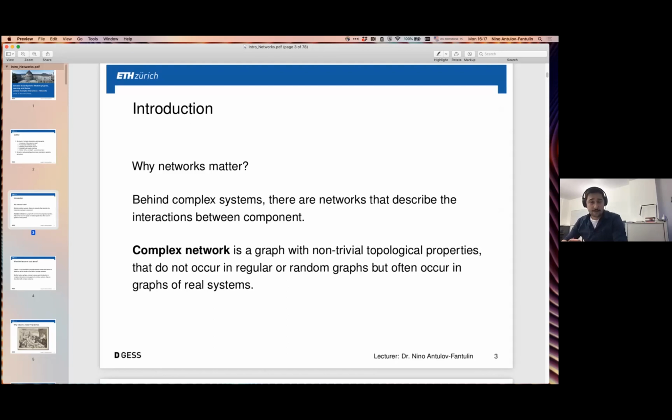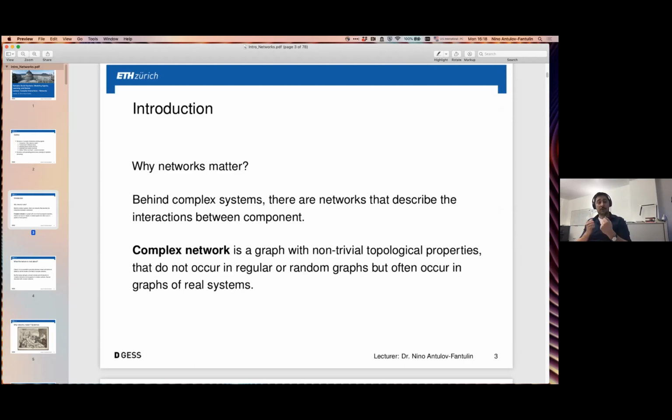So why do networks matter? You can say that behind complex systems, there are structures, and these structures of interactions between the components can be described with a network. So what is a network? Mathematically, we can say that this is a graph, but then why would we have a separate word for it? And why would we call it a complex network? Usually we would say that network and graph are synonyms. A graph from graph theory is defined as a set of nodes and a set of edges. The synonym of this object is a network.